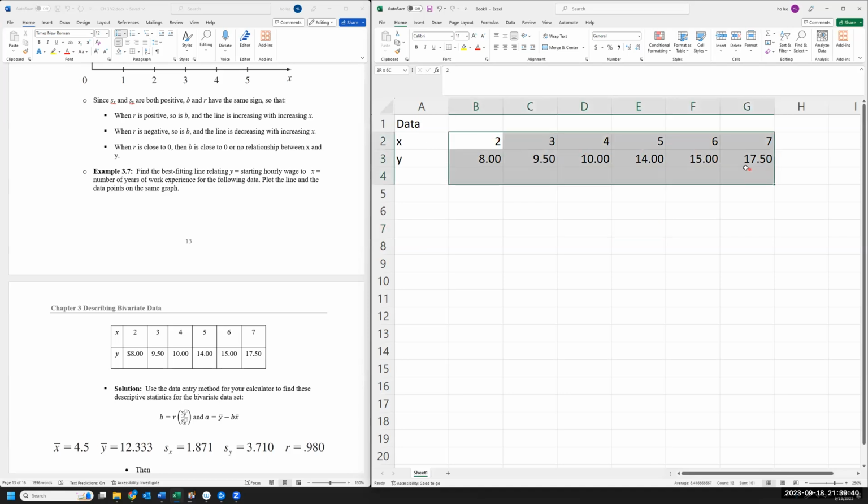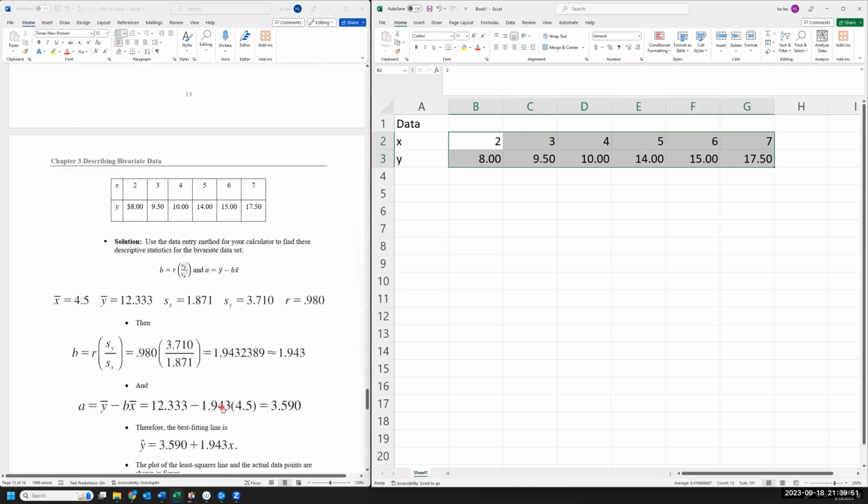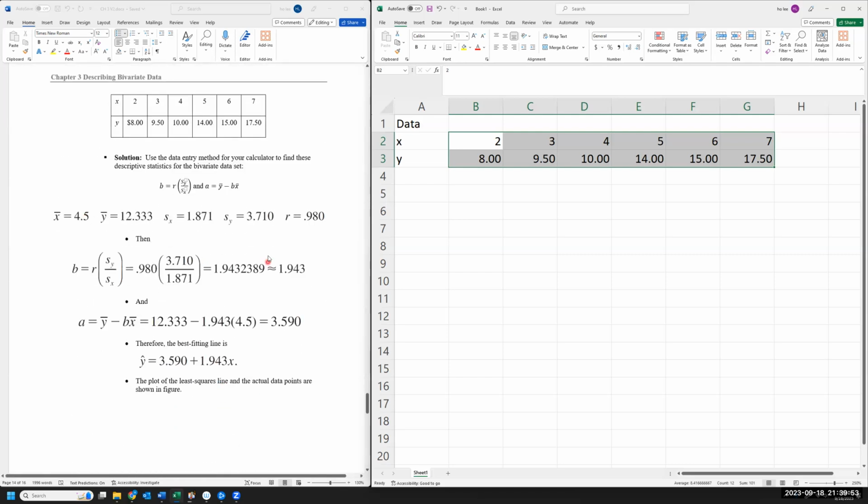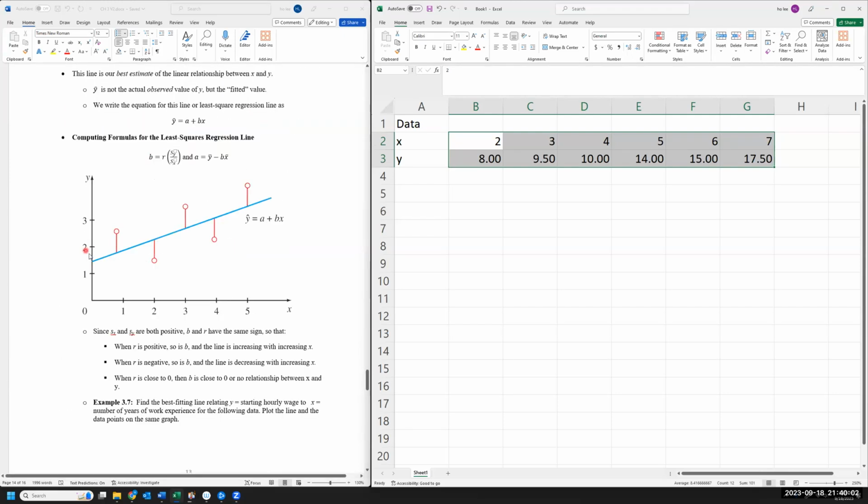We have some X's and some Y's right here. Okay, the formula is right here. So what we're going to do, and here's the answers, is create our model for this best fit line, which is y hat is equal to a plus bx. B is this gobbledygook. A is this gobbledygook.